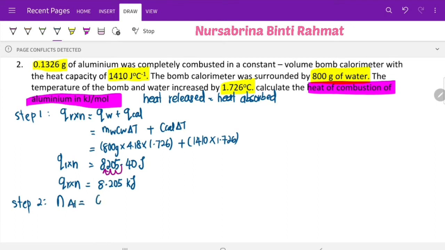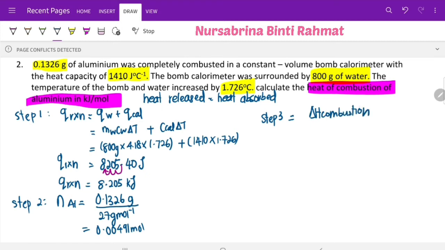So mass divided by the molar mass, which is 27 gram per mole. Okay, so you will get the number of mole to be 0.00491 mole. Okay, so the third step, after you obtain the Q reaction and the number of mole, we need to calculate the enthalpy of combustion.